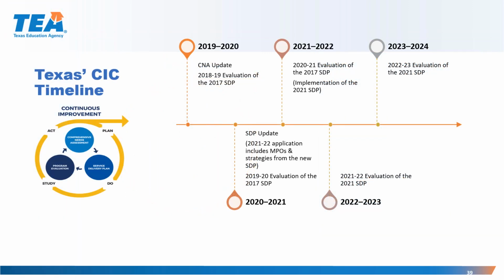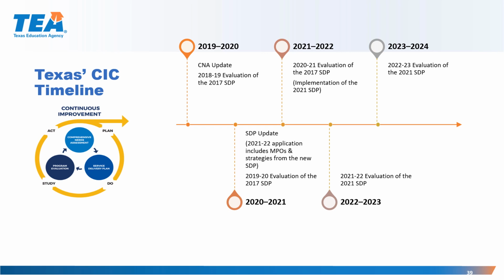The Texas Continuous Improvement Timeline. In 2019-2020, the CNA was updated. Additionally, we completed the evaluation for the 2017 SDP. In 2020, the SDP was updated. The 21-22 application includes MPOs and strategies from the new SDP. The 2019-2020 evaluation for the 2017 SDP was completed.